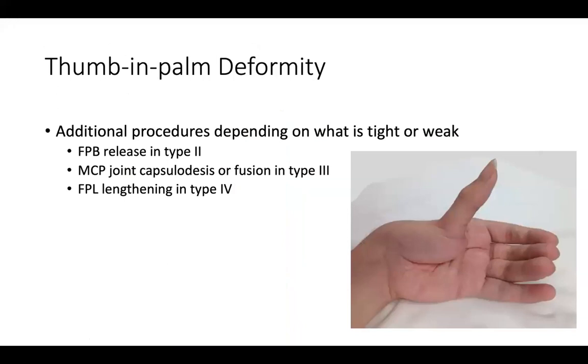Additional procedures can be done as well, depending on the type of deformity, so what is tight and what's weak. In type 2, where the MCP joint is flexed as well, you can release the FPB muscle or the thenar muscles. In type 3, where you have hyperextension of the MCP joint, as shown in the picture, you can do an MCP joint capsulodesis, or you can fuse the joint. And in type 4s, where the IP joint is flexed as well, you can also do an FPL lengthening.